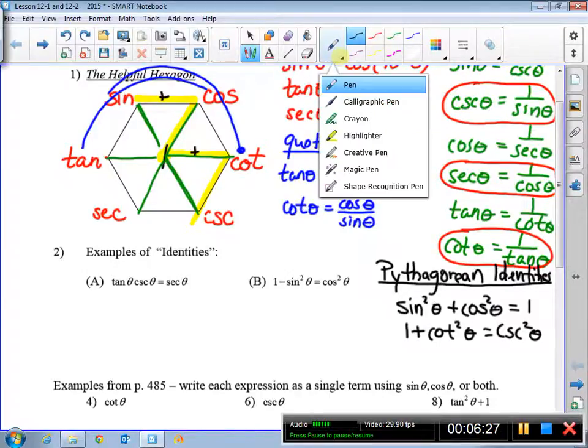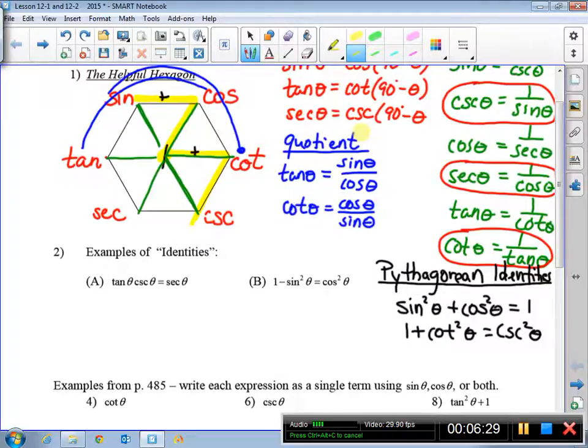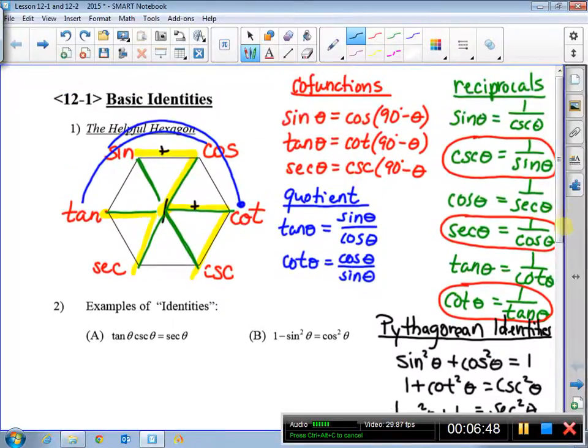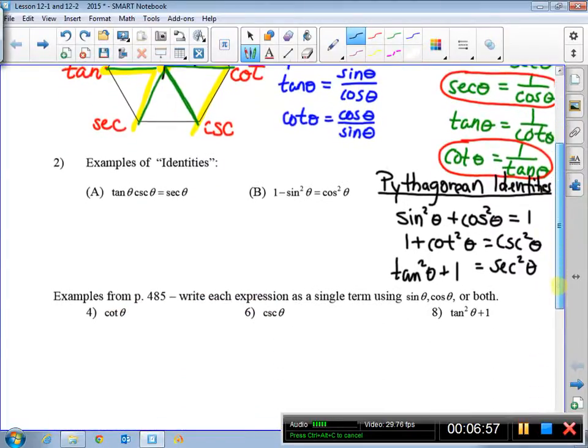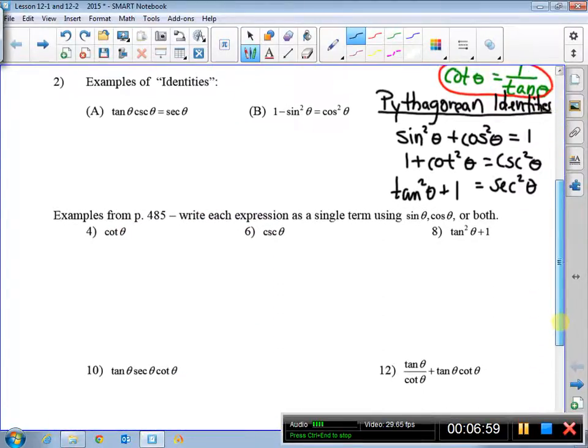And the last 7 that we can find in here starts with tan. Trace out the 7. That is tangent squared theta plus 1 equals secant squared theta. So the helpful hexagon is sort of a cute little way of remembering all this information. And all of this information is very useful in doing the types of problems that we want to do today.